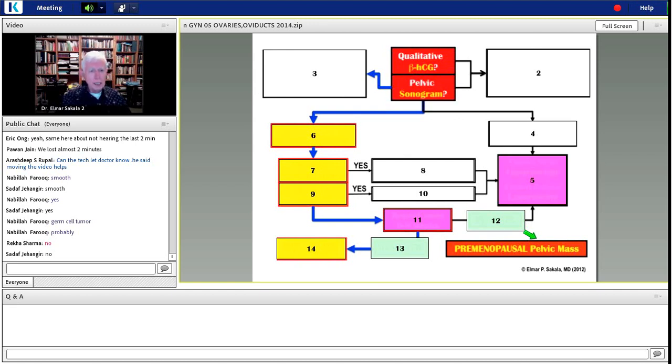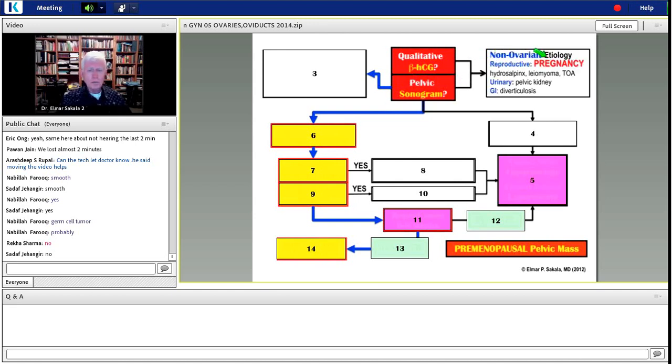First is, if we have a pelvic mass in the reproductive years, the first thing you want to do is to get a qualitative beta HCG. Is it positive or negative? Because if it's negative, you do not have a pregnancy. But the most common cause of a pelvic mass is pregnancy. And then we want to get a pelvic sonogram.